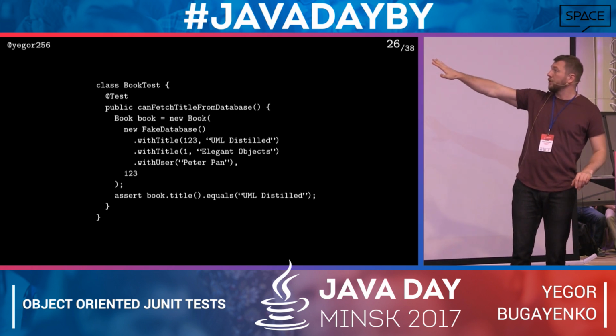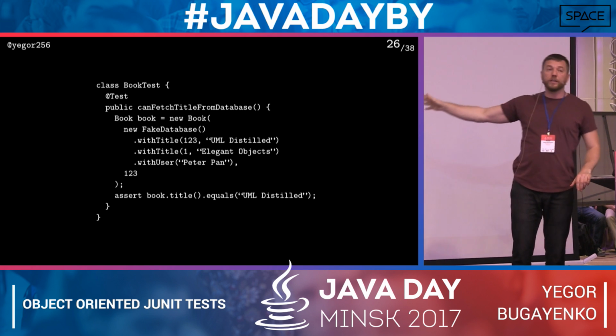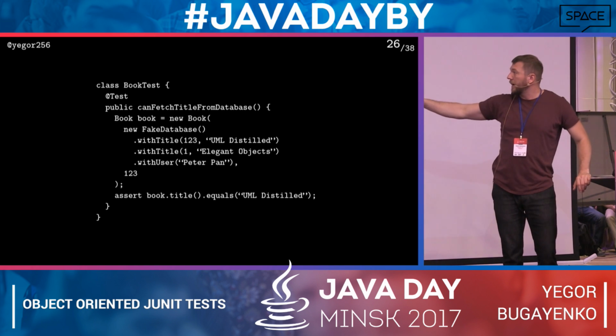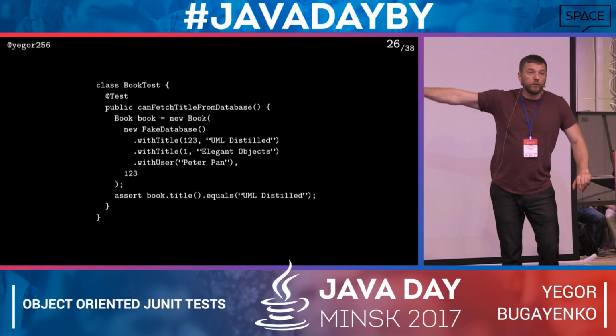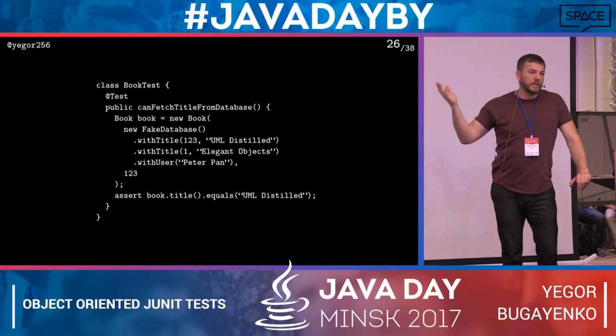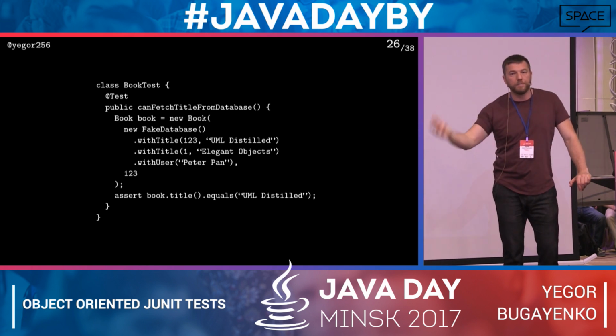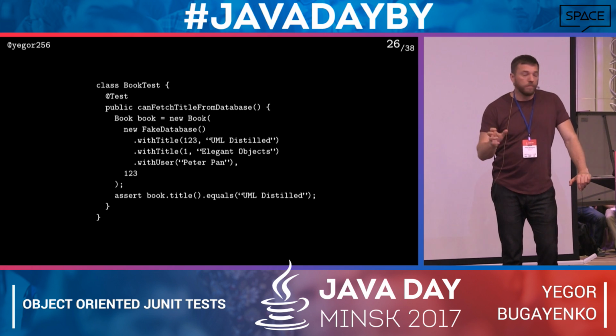And that fake database could be quite complex. This is an example. Let's say you have new fake database, and then you can make it configurable with a title, with another title, with a user. You can make it a fluent interface. It's just an example of how you can make it: a database, an API, for everything. You just make mock classes.